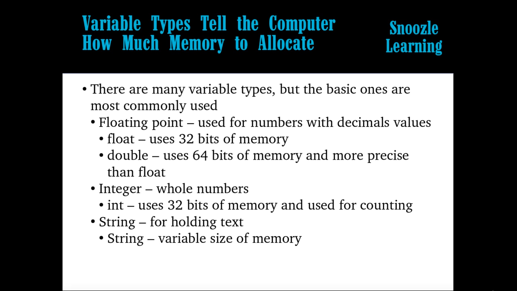There's floating point, and there are two types that are usually used for decimal numbers. So this would be like prices or salaries or some sort of mathematical values. There's float, which uses 32 bits. It's also called a single precision number. And there's double, which stands for double precision floating point, which uses 64 bits.